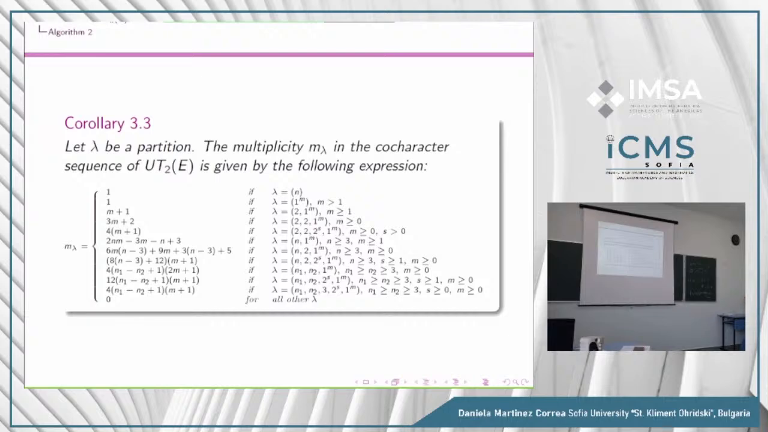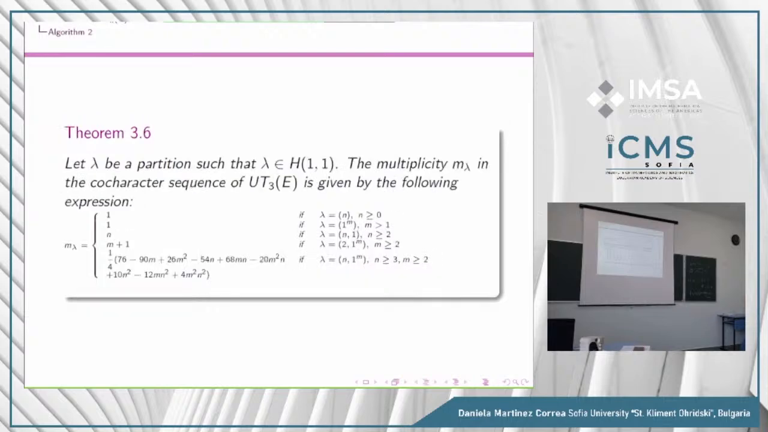Finally, we compute the 1-1 multiplicity series for UT3 of E. This multiplicity series gives us the information about the multiplicities n lambda when the diagram of lambda is a horizontal strip or a vertical strip, or has this shape.